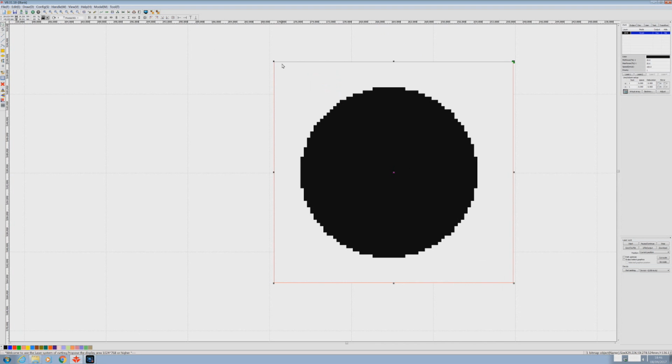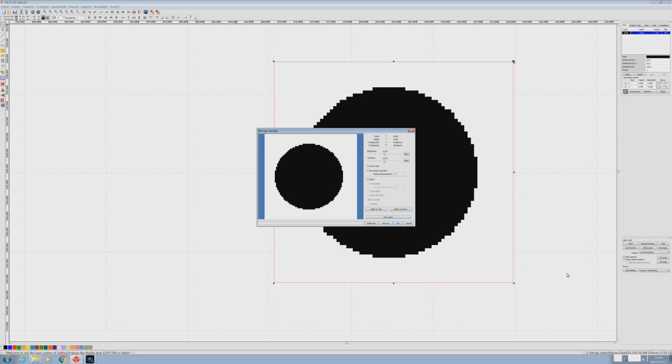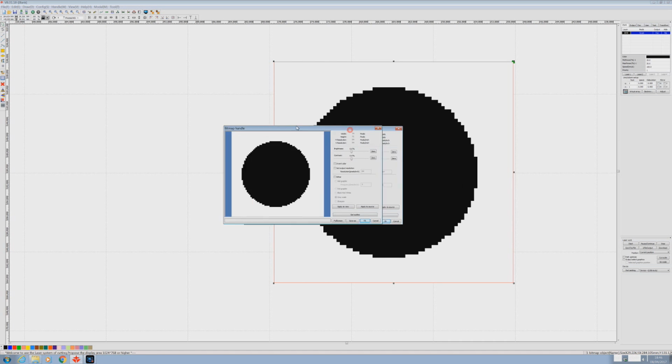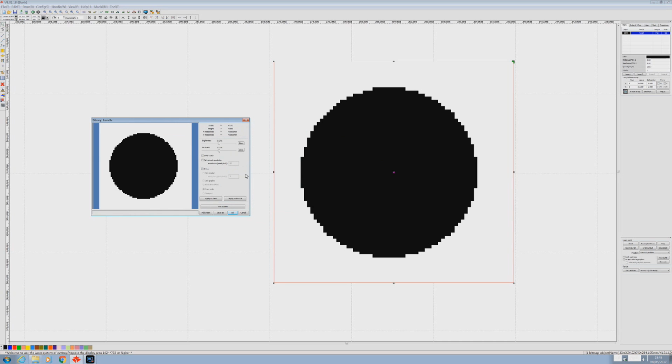Okay, so now I've put a handle round there and we're going to go up to handle, bitmap handle, and here we get information about the object we've got on the screen. Now the first thing it tells me, if we look here, is we've got a pixels per inch 64. Okay, now that's the only information that I need off of here.